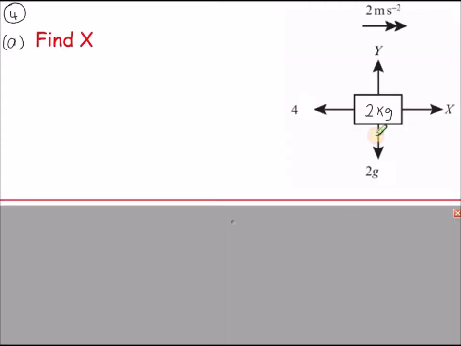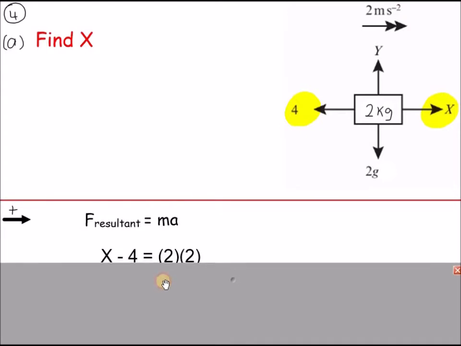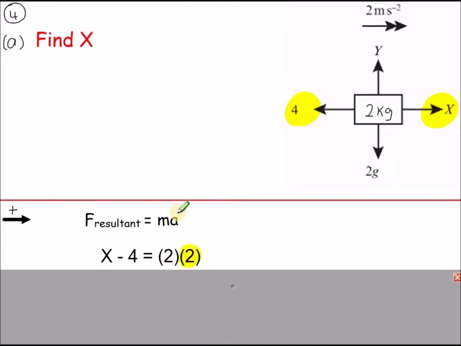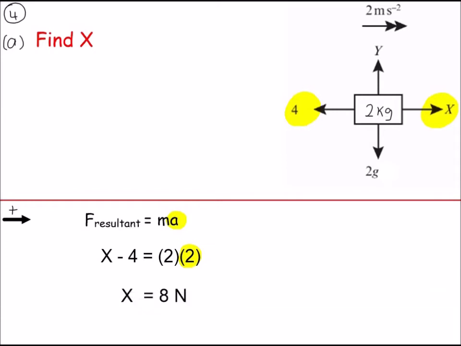Example 4. So we have forces acting in multiple directions, and I'm going to take horizontal forces first. So looking at the horizontal direction, and this direction is positive, x, and then minus 4 for the resultant force. The mass is 2 and the acceleration is 2. Look at the direction I've taken as positive. It's the same as the acceleration. So that will be plus 2 there for the acceleration, because it's in the same direction that I've taken as being positive. And then we solve. So x is equal to 8 newtons.